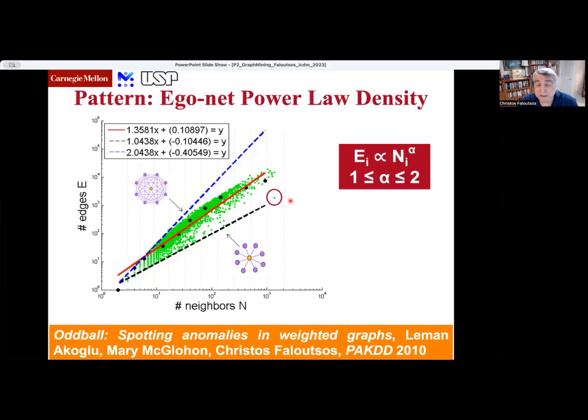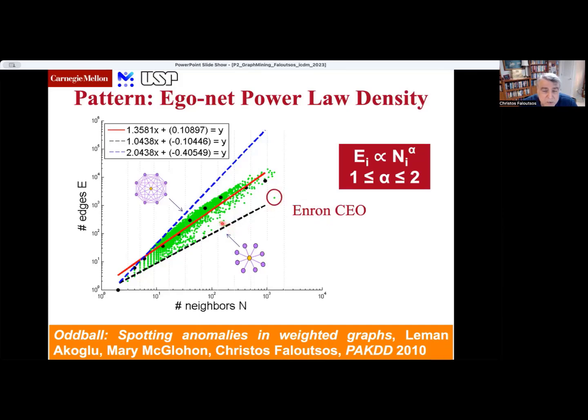And what is impressive is that this node here is far away from what it should be. It is an order of magnitude lower than it should be. It turns out that this node is the CEO of Enron, Kenneth Lay, who was convicted and eventually went to jail. But clearly, everybody would agree that this is an outlier.